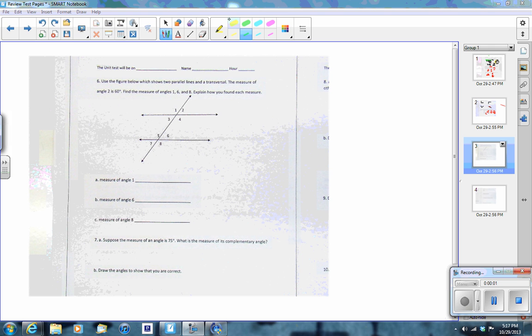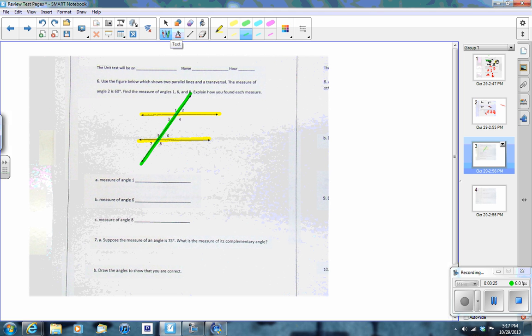On page 3, we've got two parallel lines and a transversal. Our parallel lines are right here, these two. The definition of a transversal is a line that cuts through two or more other lines, in this case two or more parallel lines. It sets us up for some easy angle finds here.